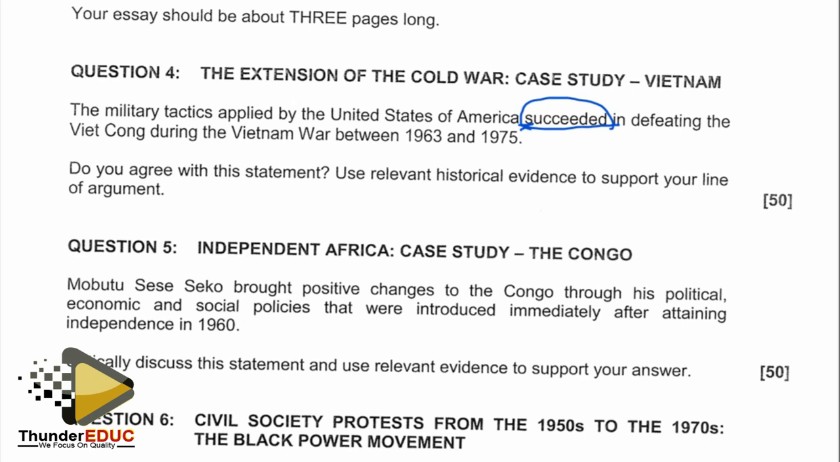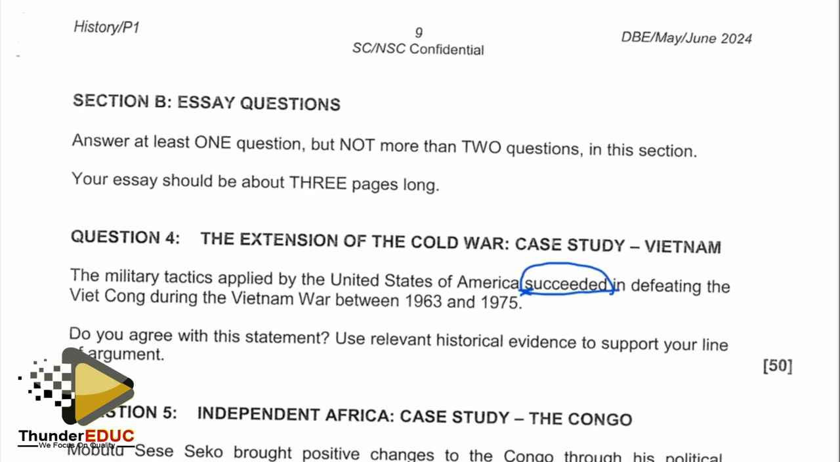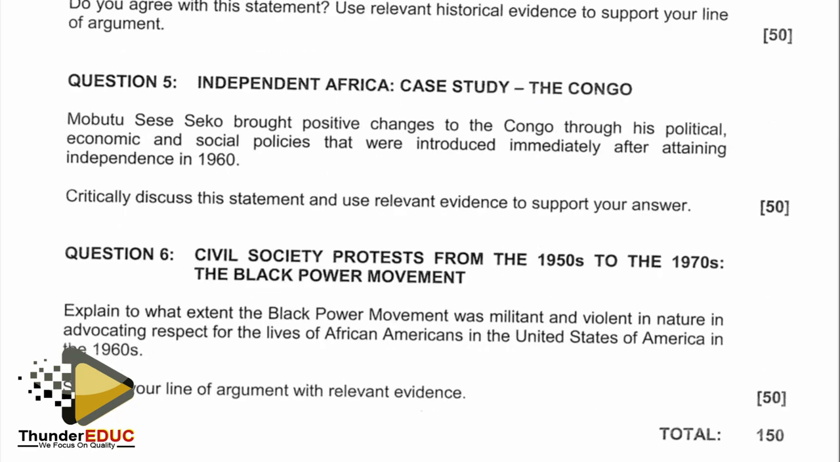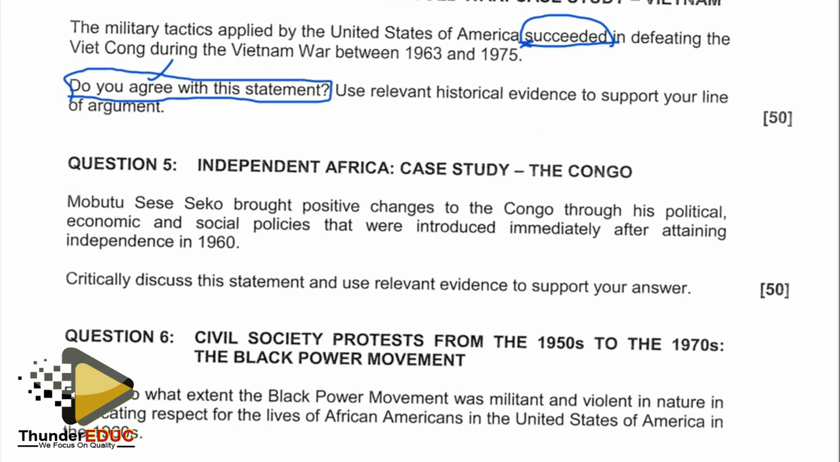Right. What should you do with this question? The question is, do you agree? When you are answering this question, you must answer the question and show whether you are agreeing or disagreeing with the statement. The reason you should adopt a correct line of argument is that you know the results of the war. So you should never adopt a wrong line of argument.